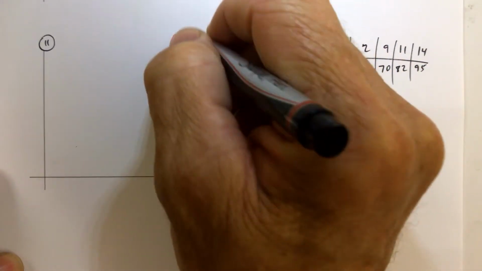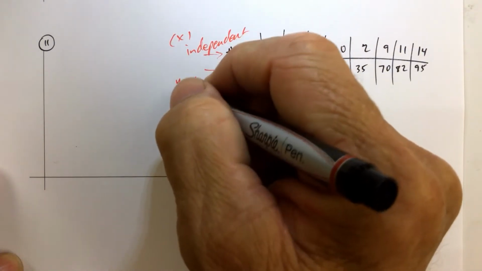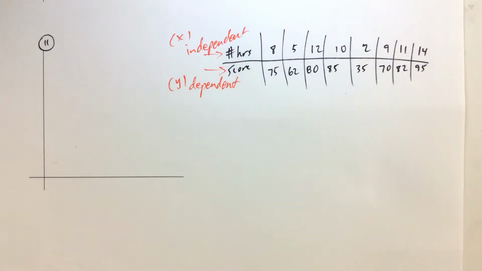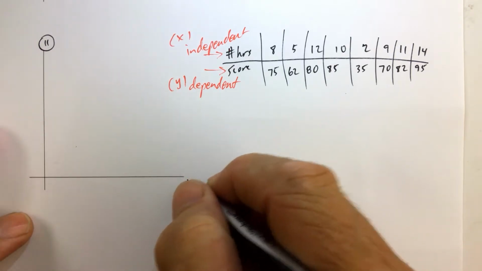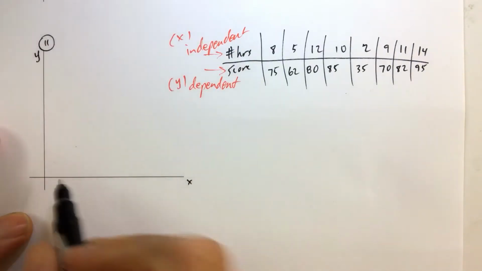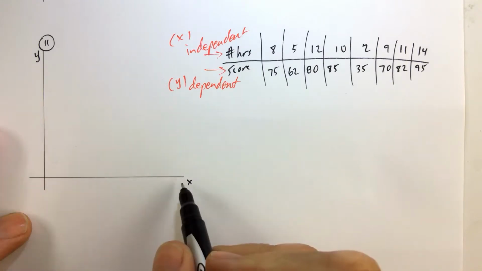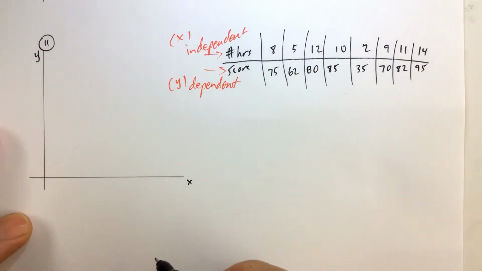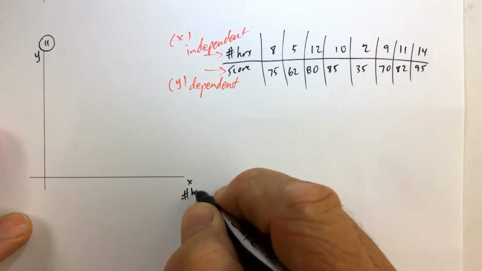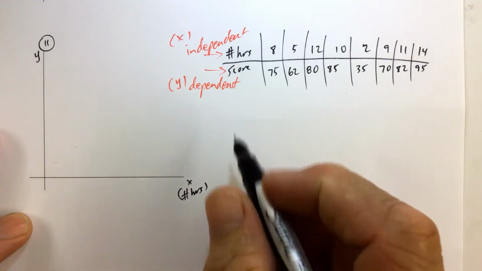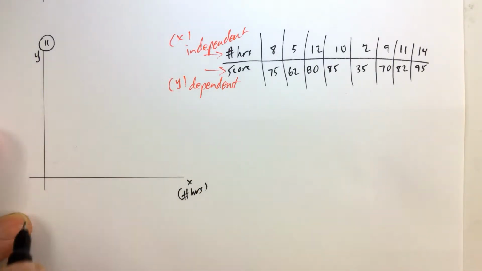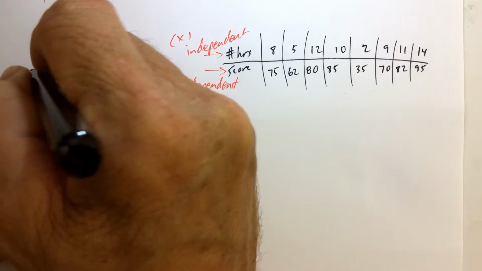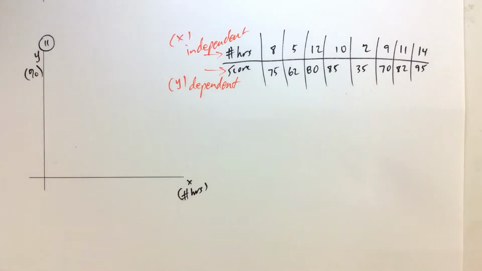The independent variable, we usually use X to represent, and we usually let Y represent our dependent variable. When there's an X and a Y axis, the independent variable is always the horizontal axis, and the dependent variable is always the vertical axis. So X represents the number of hours, and we can label our units of measure here, and the score as a percentage. The score is a percentage of 100.